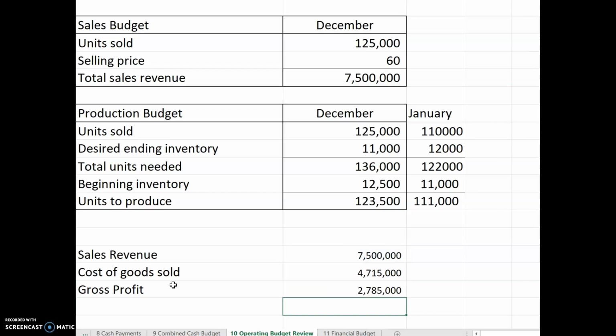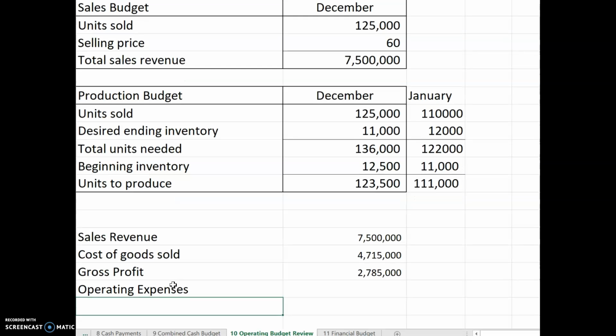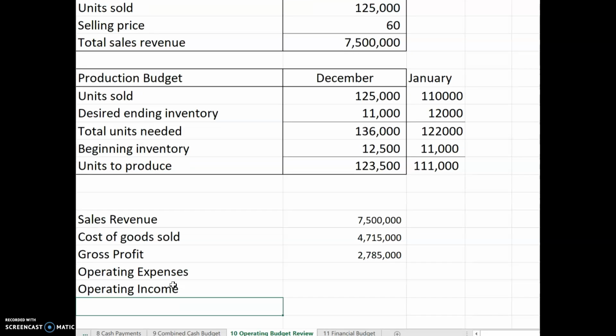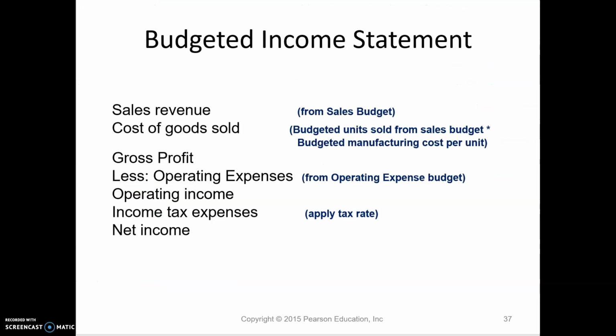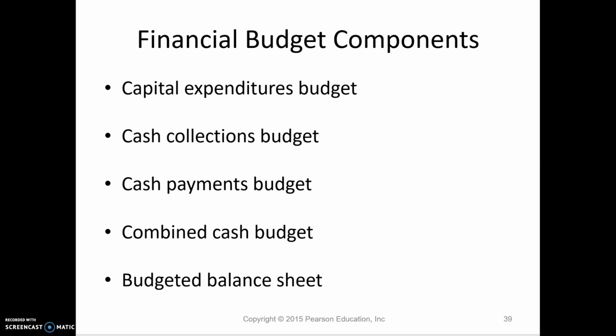And we didn't do an example of the operating expense budget, but that's where you would get your operating expenses. You'd pull that right off of the bottom line on the operating expense budget. So that's how you do the budgeted income statement. After you complete the budgeted income statement, then it's time to move on to the financial budget components.